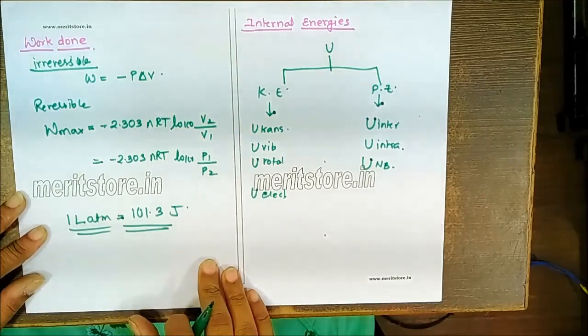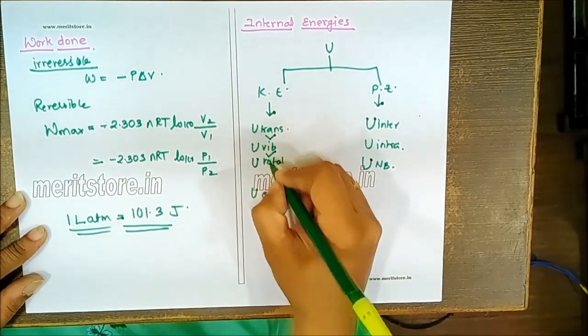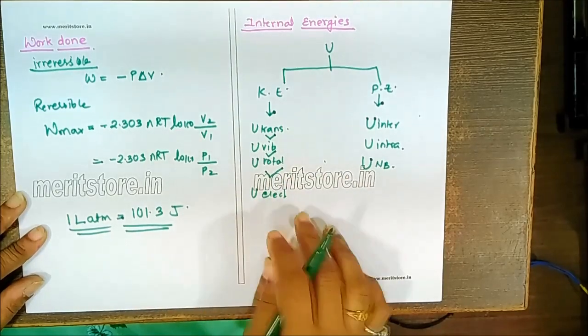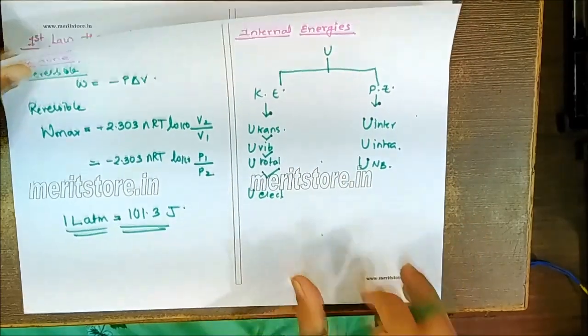And magnitude wise, always remember translational has the most magnitude, then vibrational, then rotational, and the lowest energy you will get from the electronic. From an MCQ point of view, you should remember this.